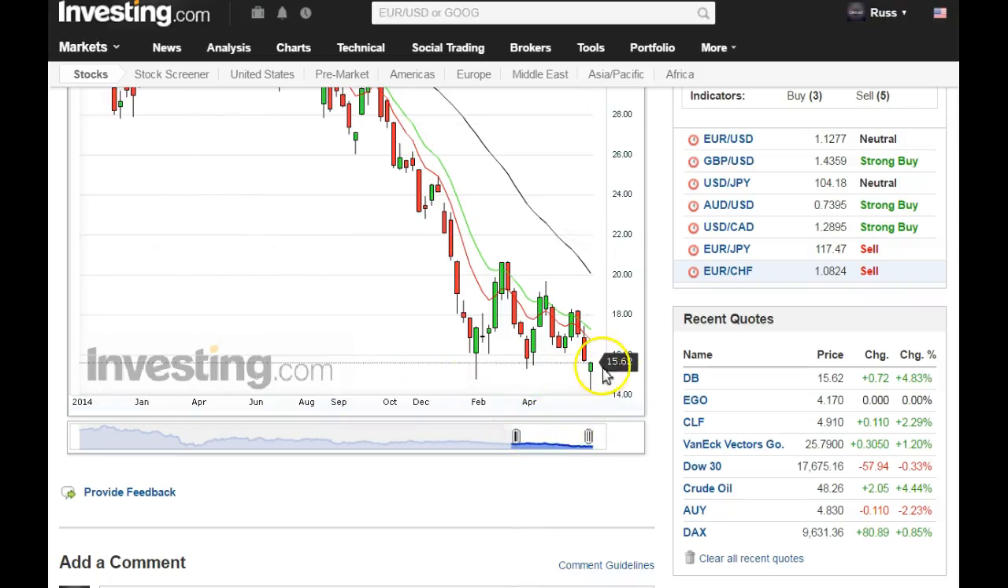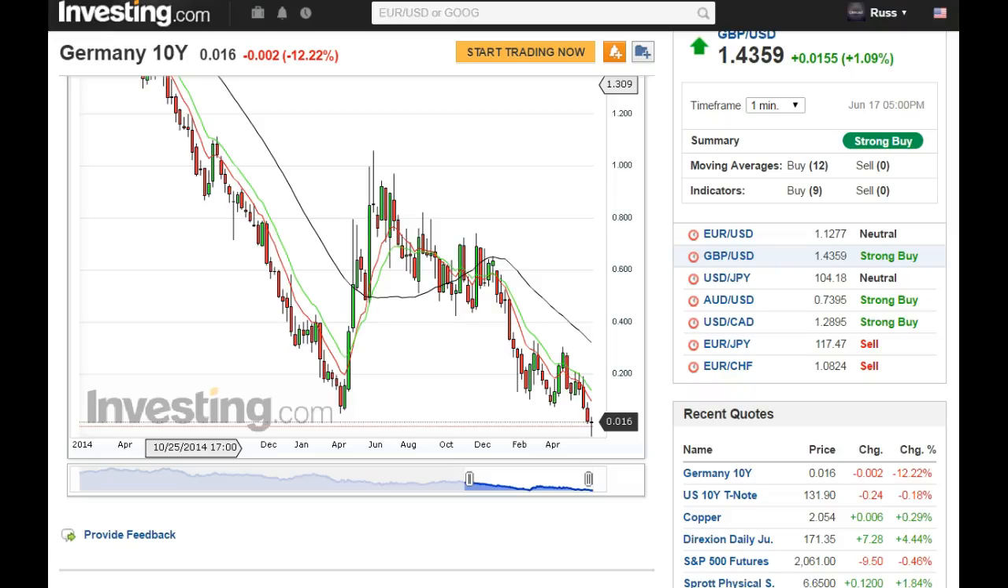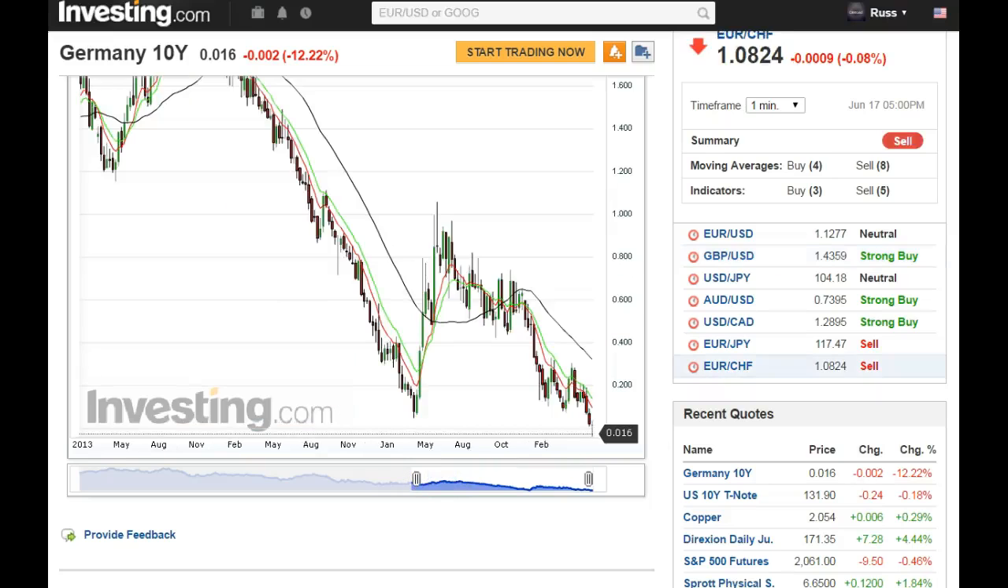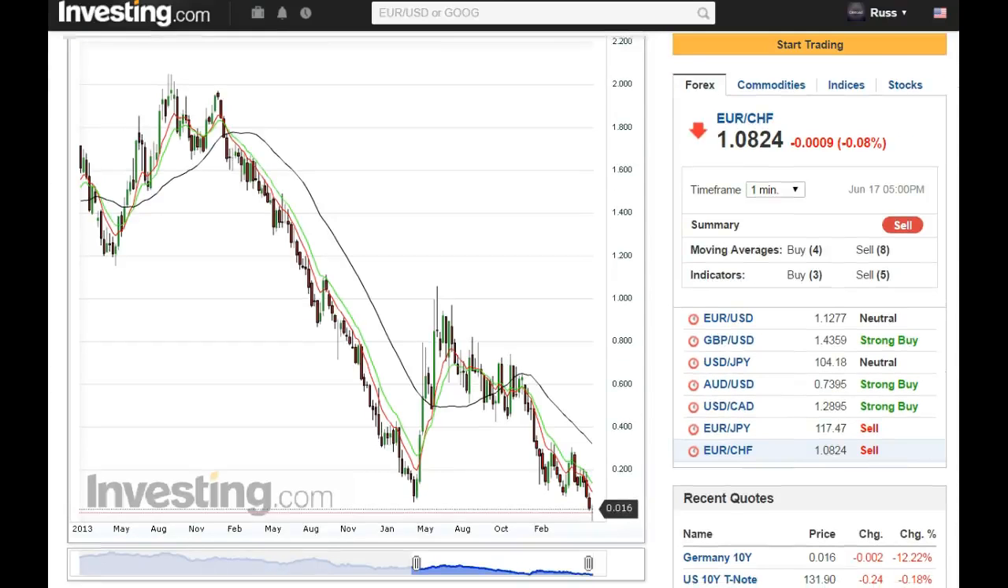I don't know if this is a hammer yet, but you can see why Britain wants to leave, the Brexit. Everything's just gone to hell in a handbasket. And here's the thing: if Britain leaves, Germany's going to be the biggest economy in the EU. Do you think they're going to hold it together?